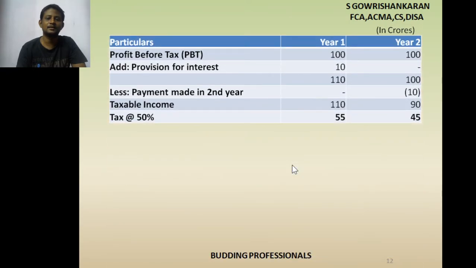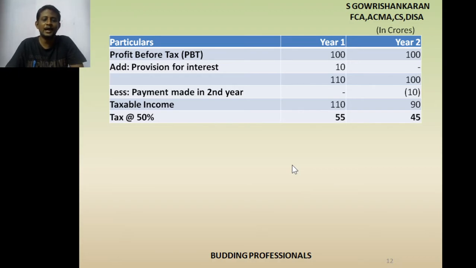Just refer to the next thing: how this provision for tax is calculated. Just go through it. Profit before tax, how much? The profit before tax is 100 crore for the first year. Second year is also 100 crore. That is after adjusting all the interest. What is left over is profit before tax, 100 crore, 100 crore.